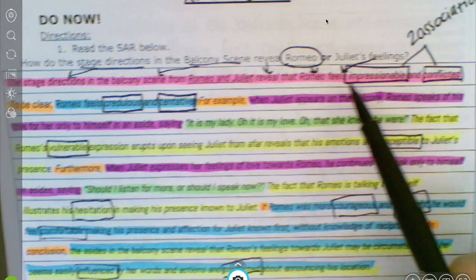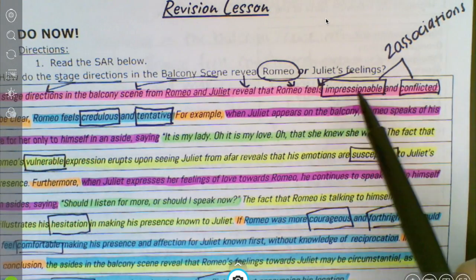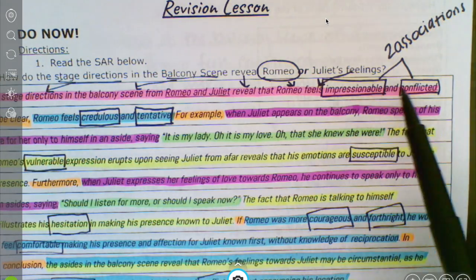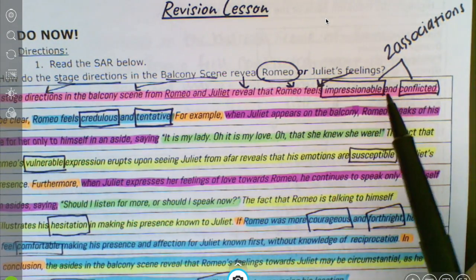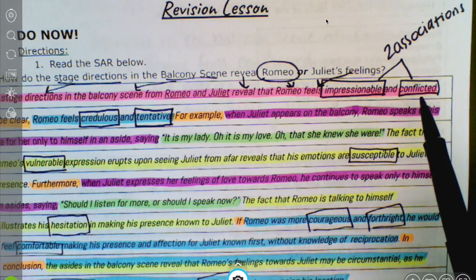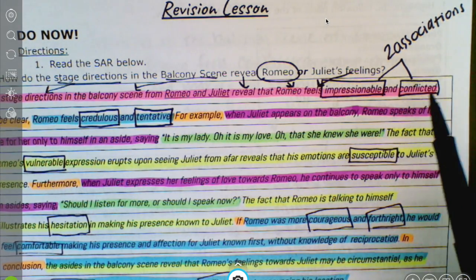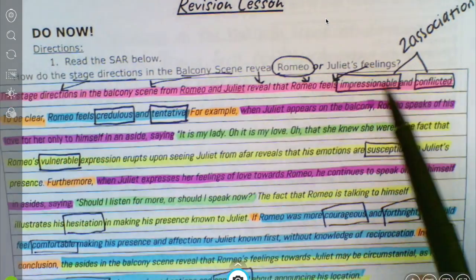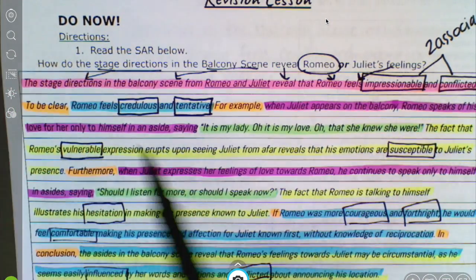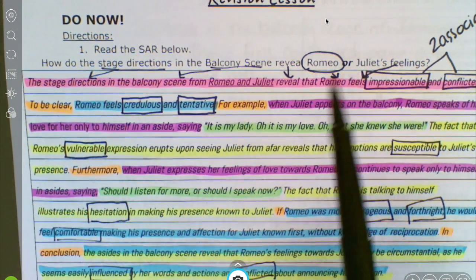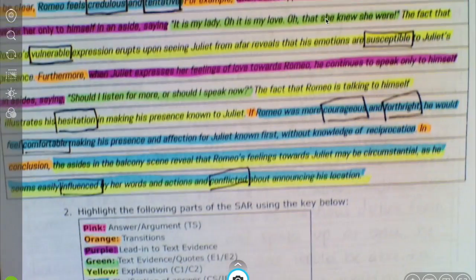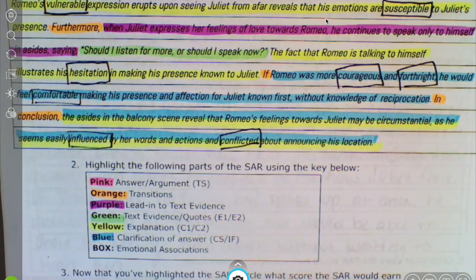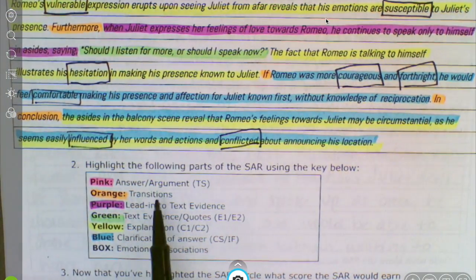I also see that there are two association words which are my answer to the question. Romeo feels impressionable by Juliet's feelings, and he feels conflicted on whether he's going to tell her that he is there or not. So this is actually an SAR that we've already written about the balcony scene. All right? Then the next part of the key in the middle/bottom of that page is orange transitions.